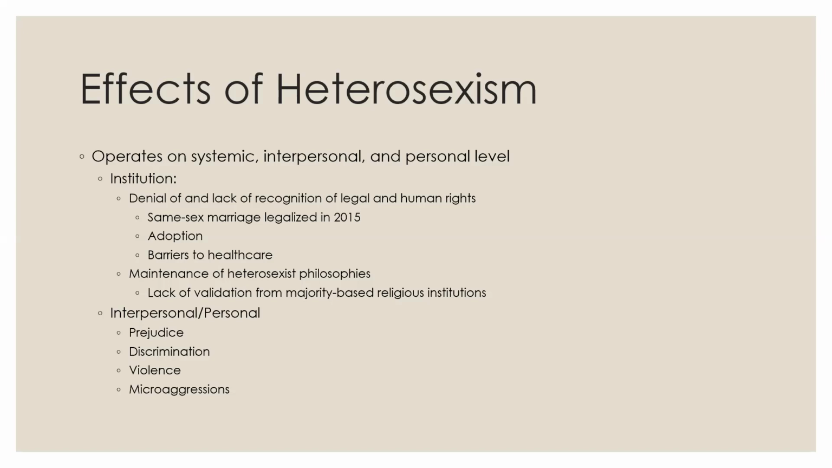So taken together, when we're looking at it from an institutional level, there are a lot of things that create barriers and impede upon the life of those within the LGBT community. Okay. Now, the interpersonal and personal, these go hand in hand because these are more along the lines of how other people relate to you, treat you, and how you engage with other people. So much like in other oppressions we have seen so far, there's prejudice, discrimination, violence, and microaggressions.